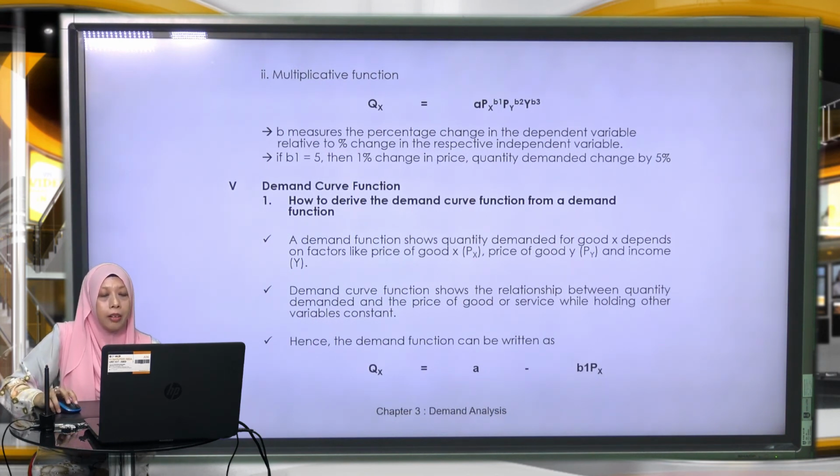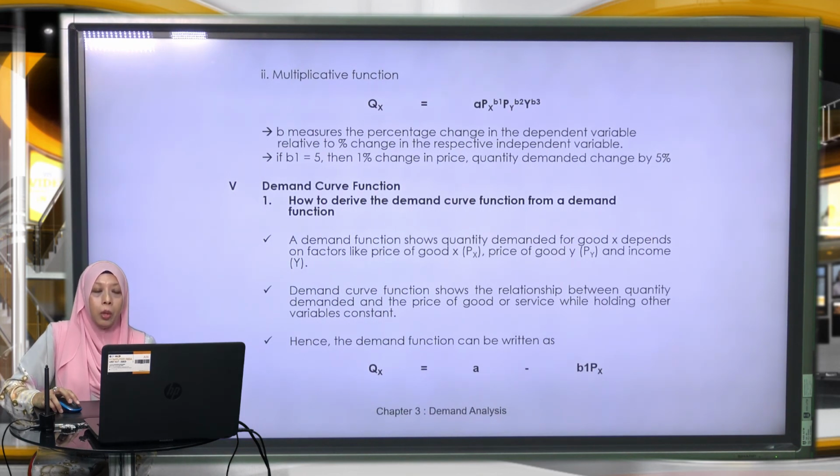By now, you should have an idea of what demand actually is, what the factors influencing it are, and how we can represent the demand function, which has two forms, the linear and the multiplicative function. The next thing that we're going to do is to learn how to derive the demand curve function.